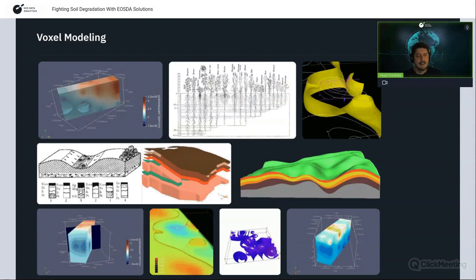Now, we can move on to voxel modeling, the three-dimensional modeling of soil parameters in the entire soil volume. Soil is not a flat surface on which plants grow. It has an average thickness of 1.5 to 2 meters, and crop roots grow throughout this entire volume of soil. We can use voxel modeling to estimate where the highest concentration of nutrients is, how deep to apply fertilizer, and so on. It also reveals how nutrient concentration changes in space and over time.